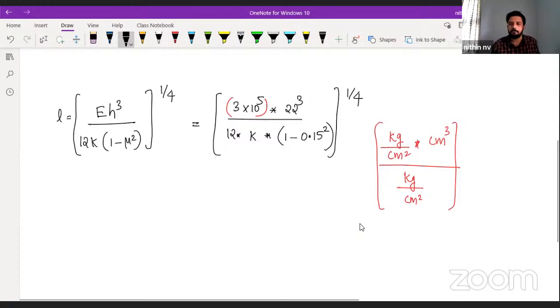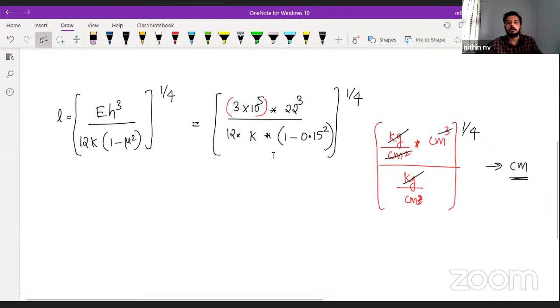So here you listen, kilogram and kilogram will get cancelled. Here centimeter square we have, here centimeter cube we have. So centimeter square will get cancelled, 1 centimeter will remain. Did I make any mistake? Once again. Sorry, here centimeter cube. So this centimeter cube will go up. So finally we'll be having centimeter raised to 4. Here we have 1 by 4. So finally your answer will be in centimeter.